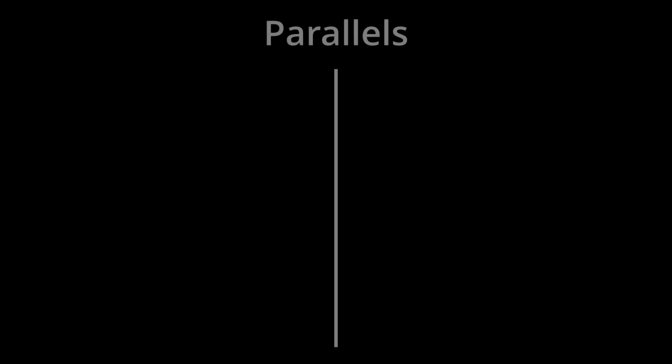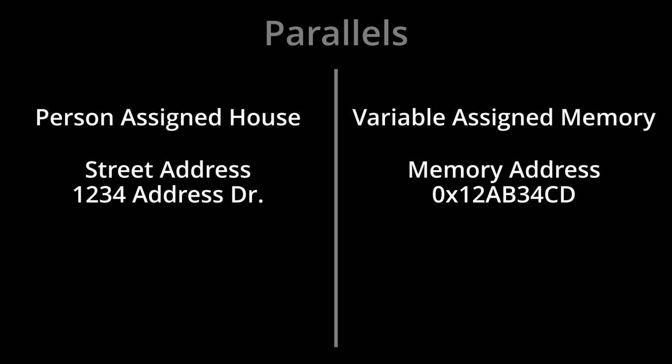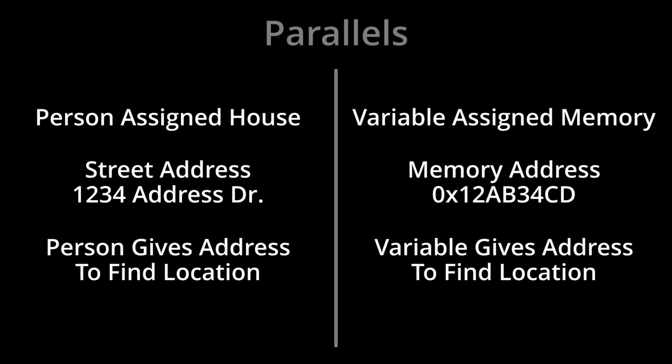A good way to understand this is through real housing addresses. When someone buys a home, they are assigned an address for that house. When we want to find that same person, we get their address, which shows their location no matter where you are in the world. However, memory addresses are more obscure than simply stating 1234 Address Drive. Memory addresses use a 4-byte hexadecimal number, also known as an integer, to store their location.